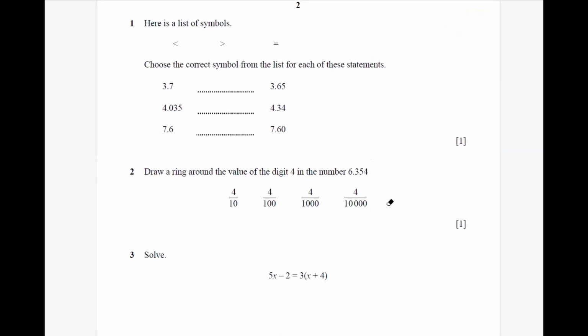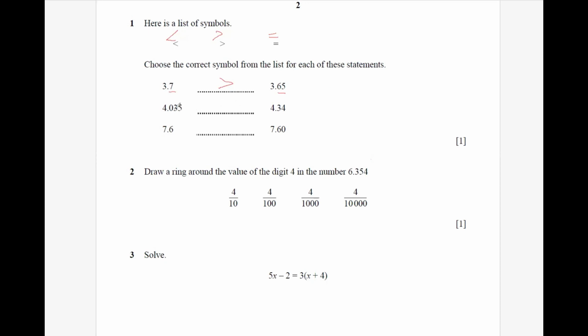Question number 1 states that here is a list of symbols. This is for the lesser than, this is for the greater than, this is for the equals to. Choose the correct symbol from the list for each of these statements. 3.7 and then 3.65. So 3.7 is obviously greater than 3.65. So this is the symbol that we are going to use.